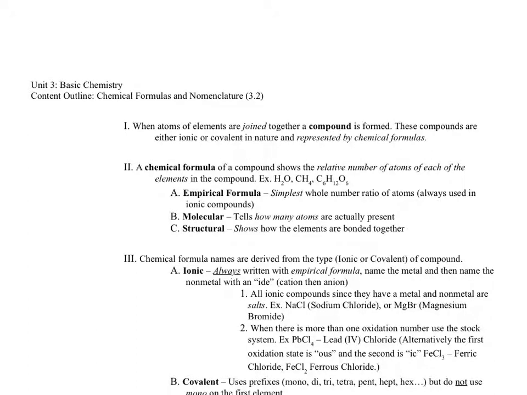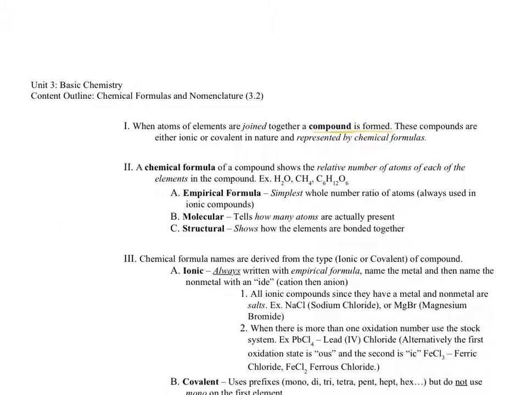All right, good afternoon. We're going to do a video on chemical formulas and nomenclature. We've already talked about bonding and Lewis diagrams and valence electrons and all those kinds of things. Now we're just going to look at what a chemical formula is, and how we get the name of that formula. So a couple of definitions before we start.